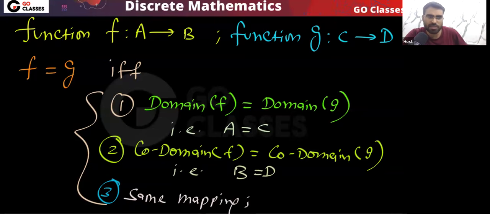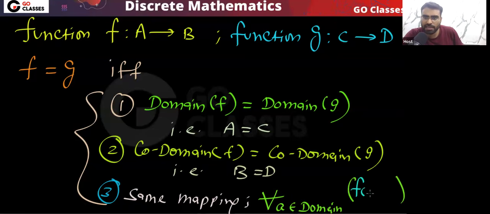Same mapping. What does it mean? It means that for every element of domain, what should happen? It should happen that f of a should be same as g of a. This should happen for every element of domain. Is this clear? Same mapping, so automatically range will be same.